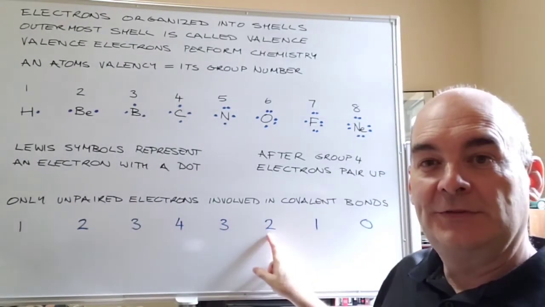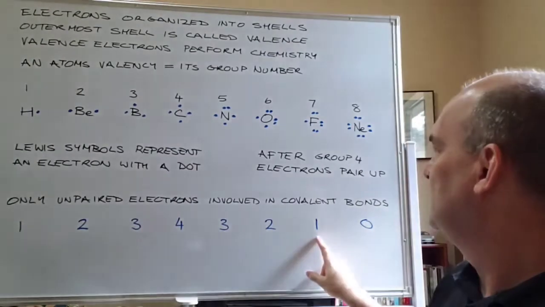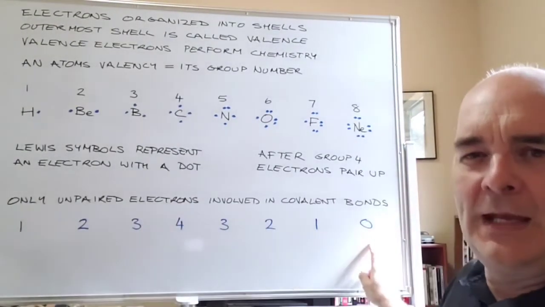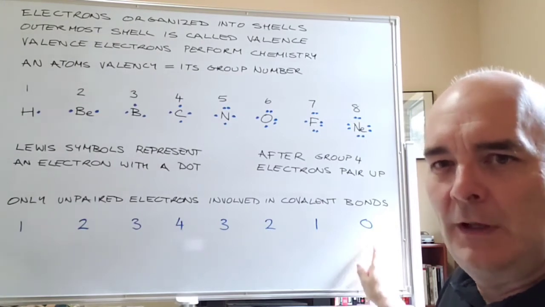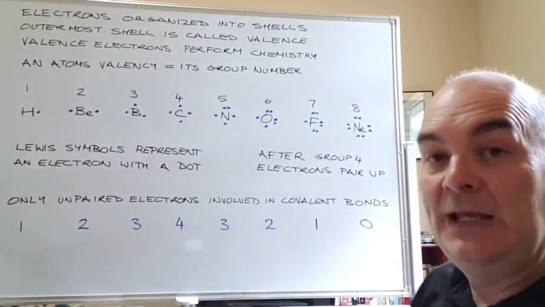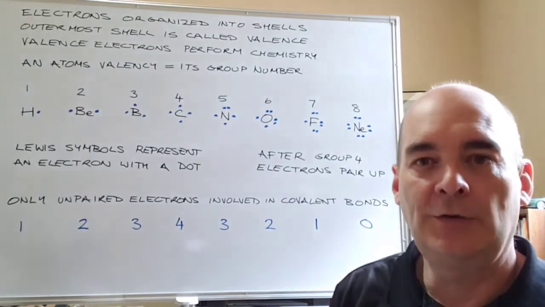Everything in group 6 makes 2 bonds. Everything in group 7 makes 1 bond. And everything in group 8 makes no bonds. Everything in group 8 is inert. It is unreactive.